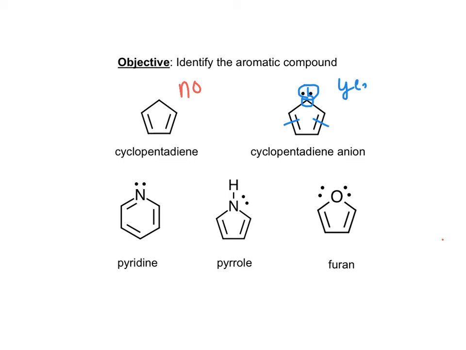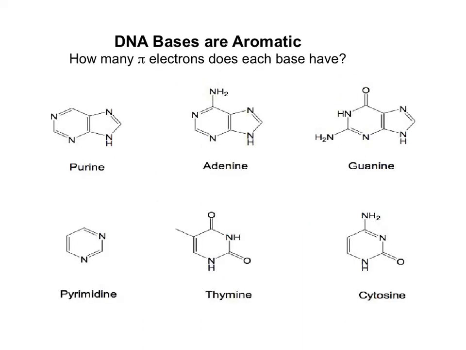Pyridine, pyrrole, and furan are all aromatic. In pyridine, note that the lone pair is not part of the conjugated system, so there are 2, 4, 6 pi electrons in that ring. In pyrrole, the lone pair is part of the conjugated system, so there will be 2, 4, 6 pi electrons in the ring. In furan, only 1 lone pair is part of the conjugated system, so that gives it 2, 4, 6 pi electrons. DNA bases are aromatic.